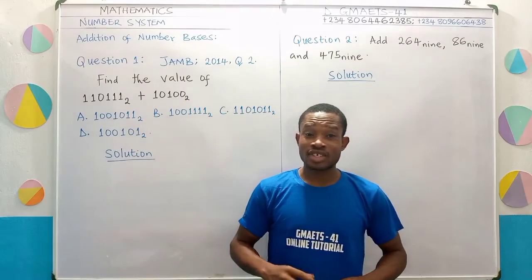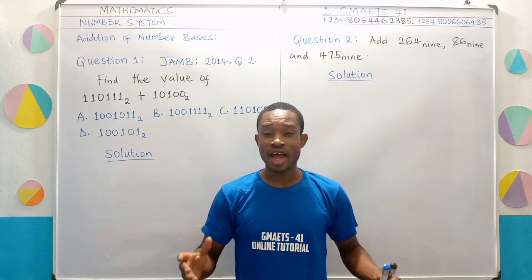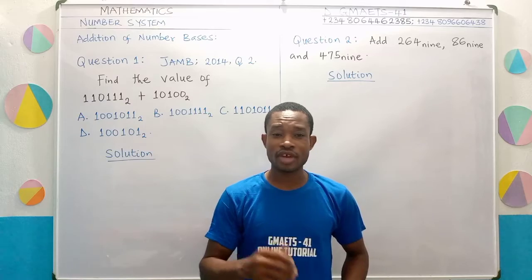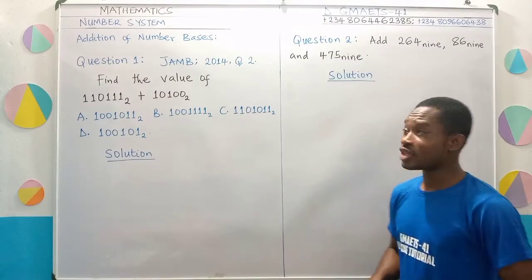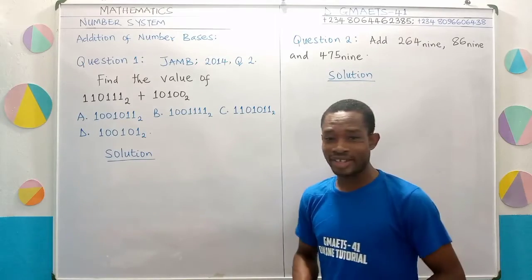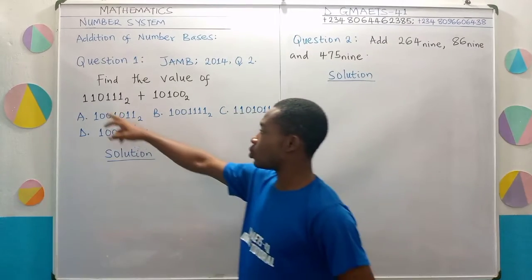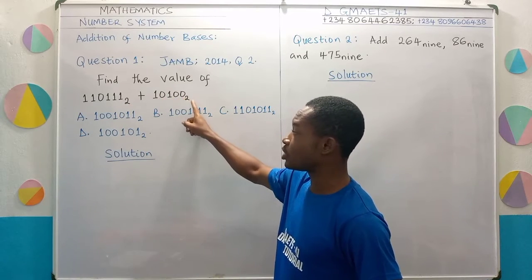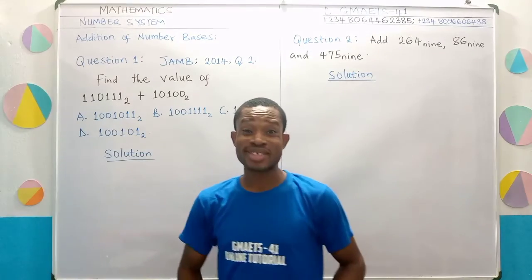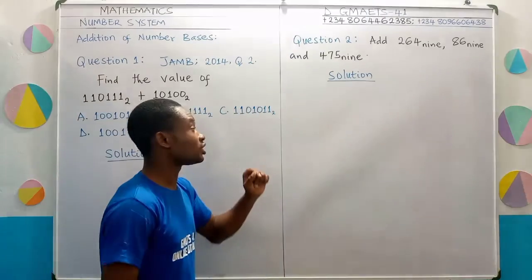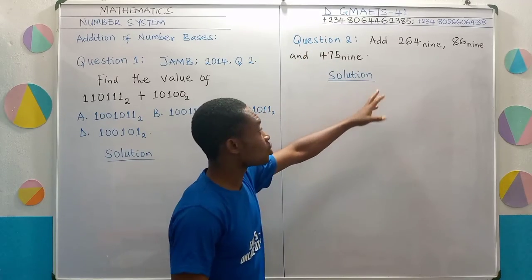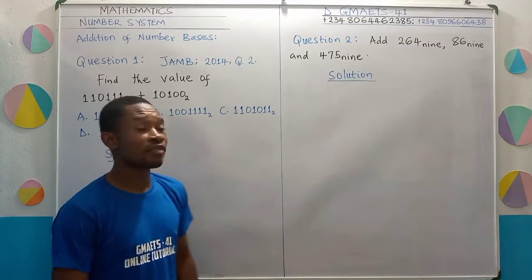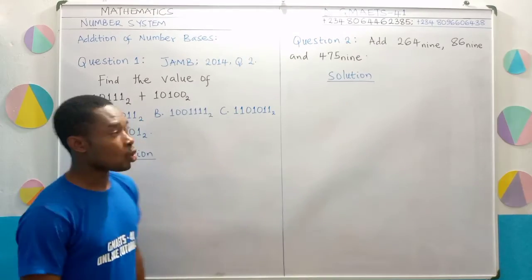In this video, we will be solving these 2 questions on the board to see how we can add in any given base. The very first question we have here is a JAMB question, right? 2014, question number 2 of that year. Find the value of 110111 base 2 plus 10100 base 2. We've got the options here, so we're going to solve to see if we can get the correct option. Question number 2, you're asked to add 264 base 9, 86 base 9, and 475 base 9. We'll be taking them one at a time.